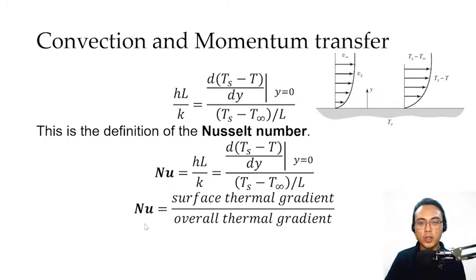We define the Nusselt number as the surface thermal gradient, that is the temperature gradient due to conduction, divided by the overall thermal gradient, which is the gradient brought about by convection. If you will notice, the formula for the Nusselt number looks a lot like the Biot number. The Biot number is H times V over A over K, which in some instances would lead to the equation HL over K, but they are two different dimensionless numbers, okay? The Biot number is defined as the ratio of the resistances due to conduction and convection.